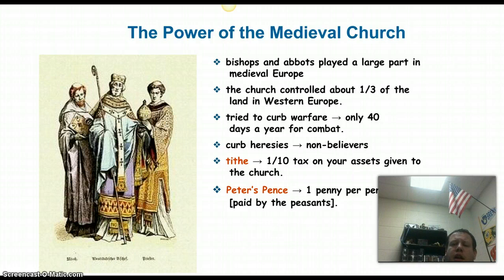The bishops and abbots played another big role too, along with archbishops, in medieval Europe. Basically, the church controlled about one-third of the land in Western Europe. The church owned a ton of land. And because they owned so much land, they didn't want so much fighting to happen. As more and more of these different groups like Clovis and the Franks and whoever else became Christian, they tried to curb how much fighting was actually happening.